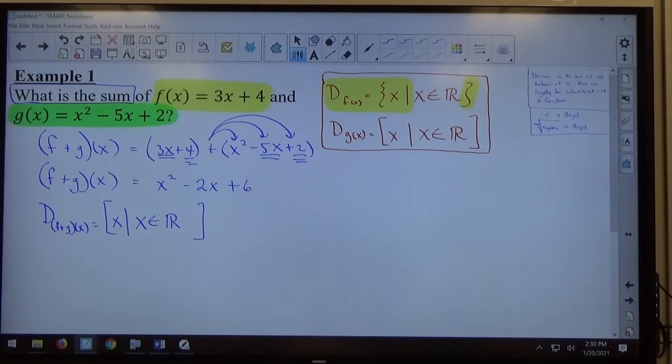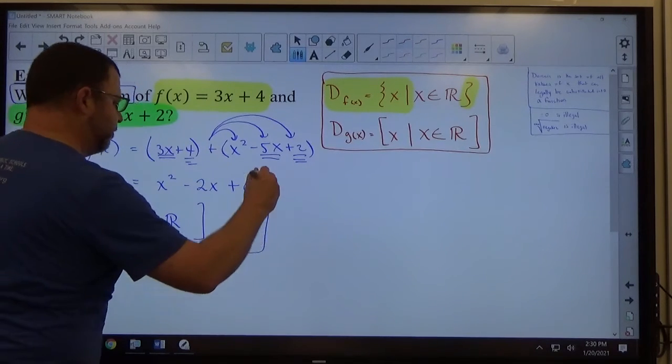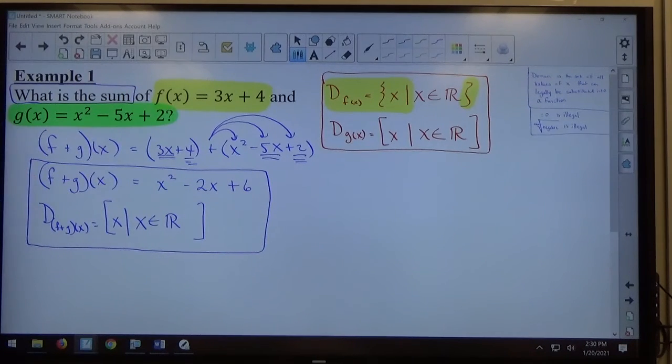In polynomial world, that happens pretty often. Because polynomials are usually all real numbers, unless you're dealing with a real world example, in which case you have to deal with the real world requirements, right? But if we're just dealing with abstract stuff like this, any number can go in here, any number can go in here, so any number can go in there. So that's domain. So the answer to the question is both the sum of the functions and the domain of that sum.